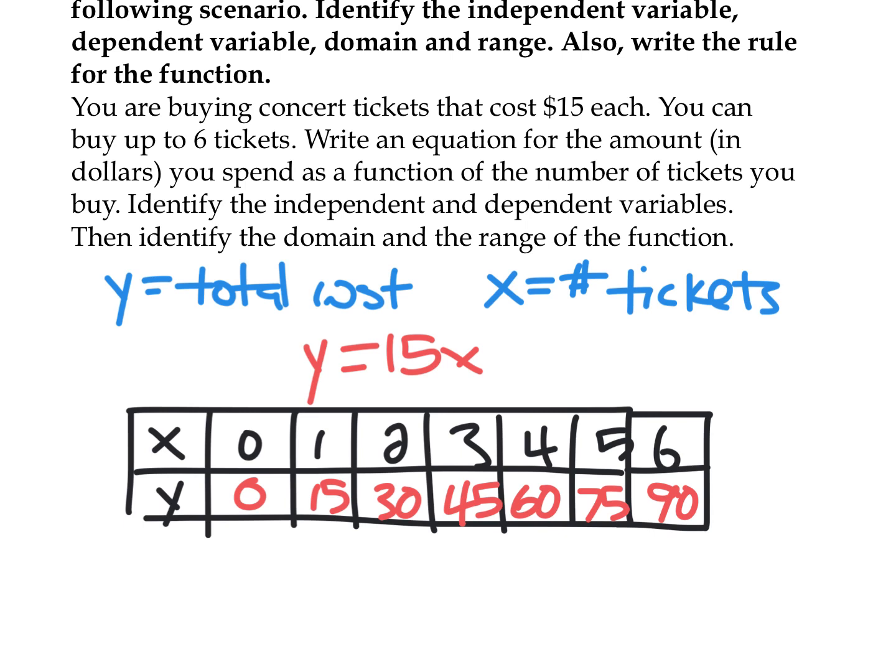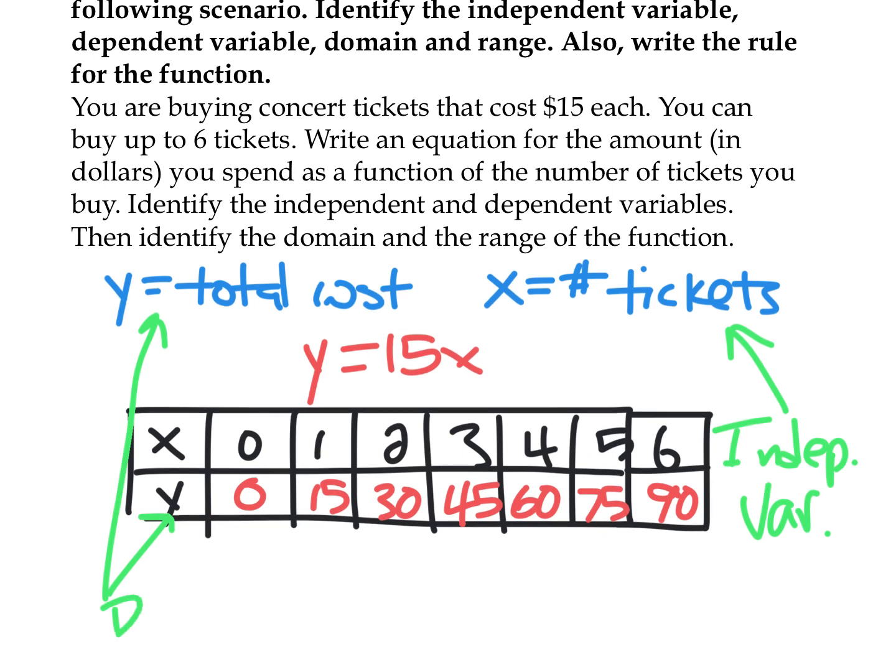So we've made a table of values from our equation, making sure we know what our two variables are, and now let's identify the independent and dependent variables, the domain and the range. Our independent variable is going to be the number of tickets we're plugging in. Our total cost then depends on it, the y value, the total cost. That is our dependent variable. It depends on how many tickets we buy. We don't have a total cost unless we know the number of tickets. Total cost depends on the number of tickets that we make a calculation from.